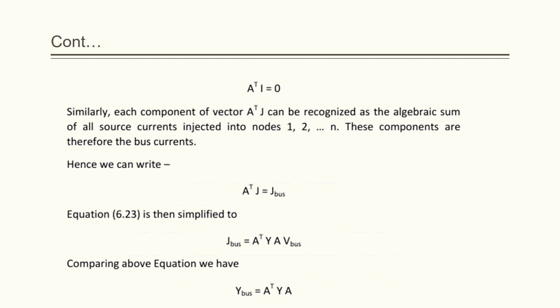Similarly, each component of the vector A transpose J can be recognized as the algebraic sum of all sources injected into nodes 1 to n. These components are therefore bus currents, and hence we can write A transpose J is equal to J bus, which is simplified as J bus is equal to A transpose Y A V bus. Comparing the above equation, we get Y bus is equal to A transpose Y A. So this is the admittance matrix. Thank you.